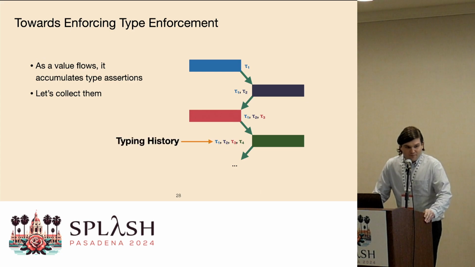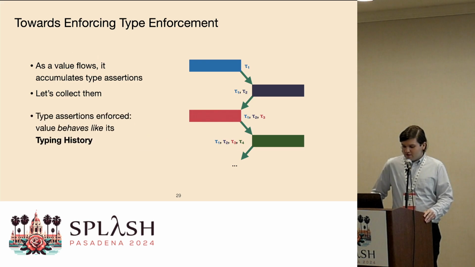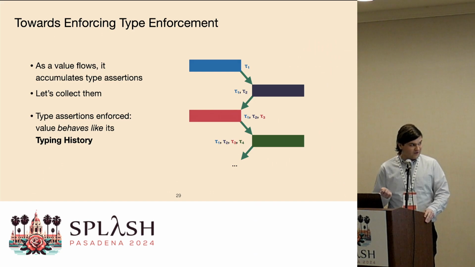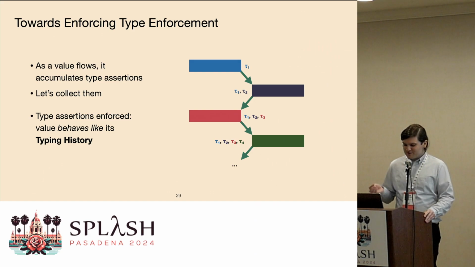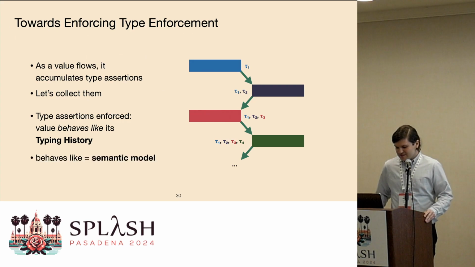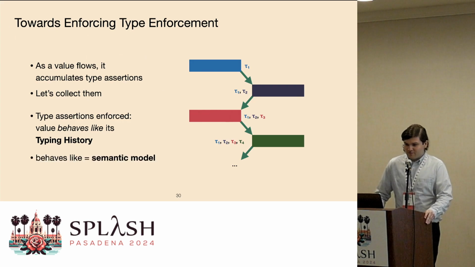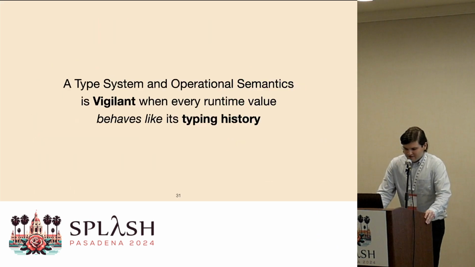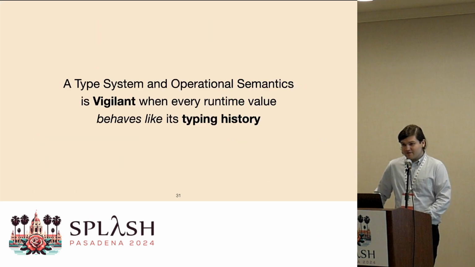And now we have more precise language to say what we want. We want to say that a value behaves like its typing history. Okay? Now the question is, what does behaves like mean? And this is kind of the key idea that formally supports our approach. We're going to use a semantic model to specify that precisely. So now we can introduce vigilance, and we'll say a type system in operational semantics is vigilant when every runtime value behaves like its typing history.